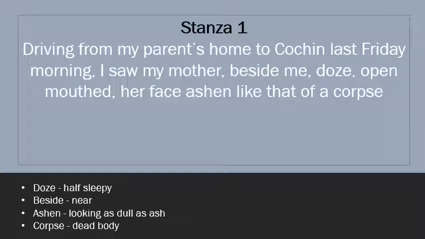So while on the way, she observed, she realized that her mother has become terribly old and she was not feeling good about it. Her mother was dull, without energy. She was pale, very weak, lifeless. So this was quite painful for the poet to observe her mother's condition.